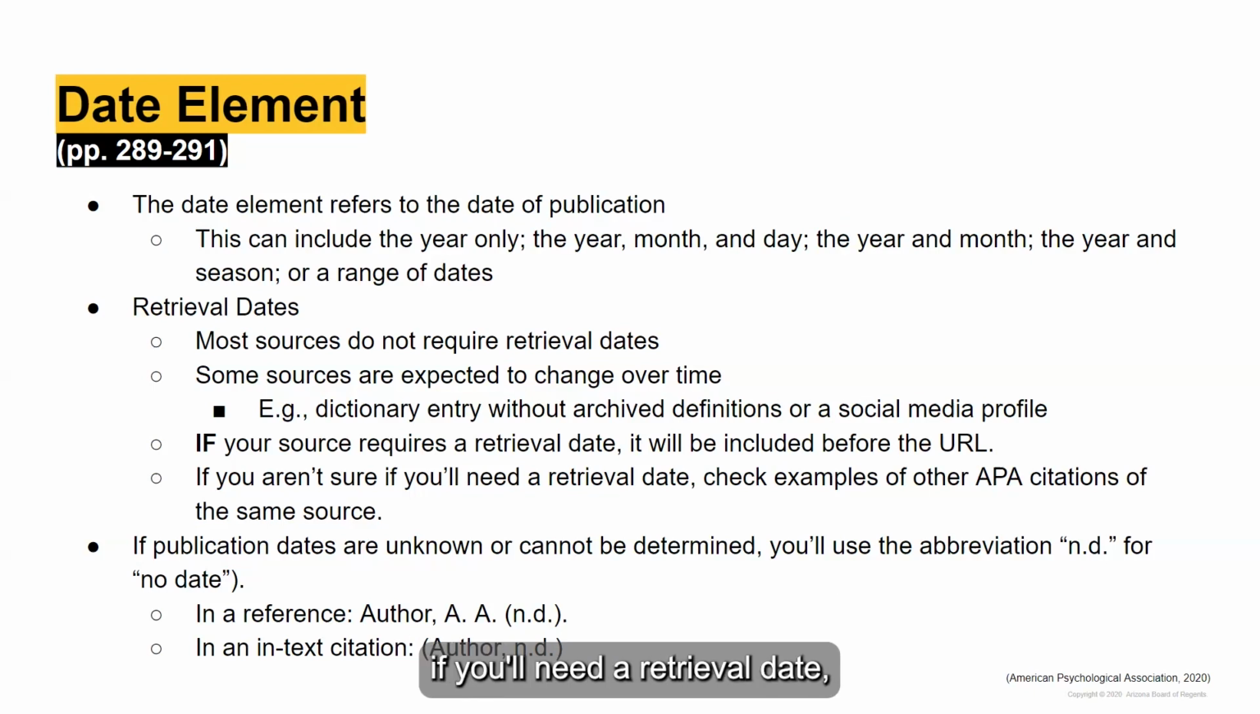If you aren't sure if you'll need a retrieval date, please check examples of other APA citations of the same source. If publication dates are unknown or cannot be determined, you'll use the abbreviation ND for no date. For example, in a reference, you would list ND after the author name. All dates go within parentheses with a period at the end. In an in-text citation, you would still list ND as the date.